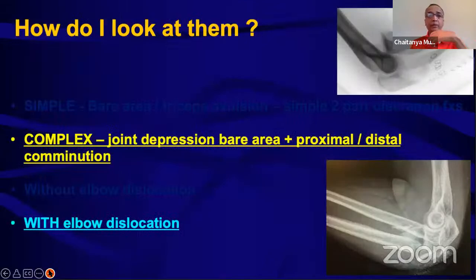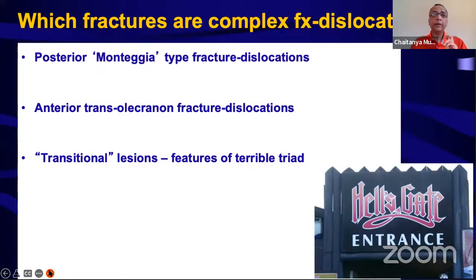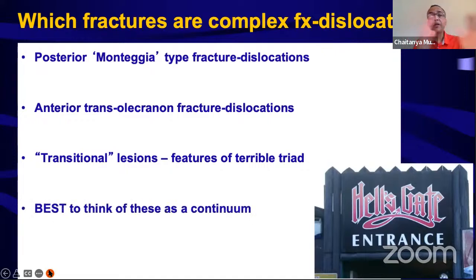So we looked at complex fractures without dislocation. Now let's look at them with dislocation, as shown in these x-rays here. People tend to get hung up on calling them posterior Monteggia, an anterior transolecranon fracture dislocation, a transitional lesion which has some features of the terrible triad. I simply look at them as a continuum.